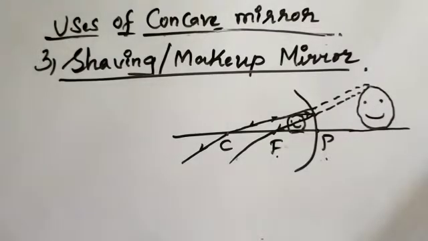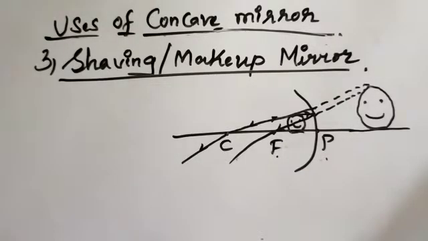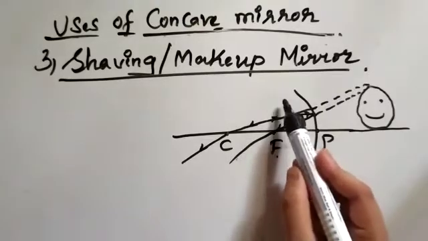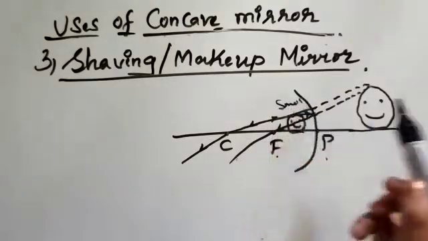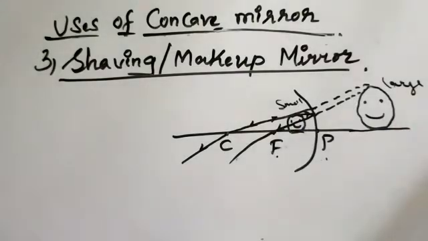You'll observe this. When I keep the object between P and F, even though the size of the object is small, you will observe the size of the image as large here. So this is one of the greater advantages of using the concave mirror as a shaving and makeup mirror, so that you will observe your image clearly through the mirror.